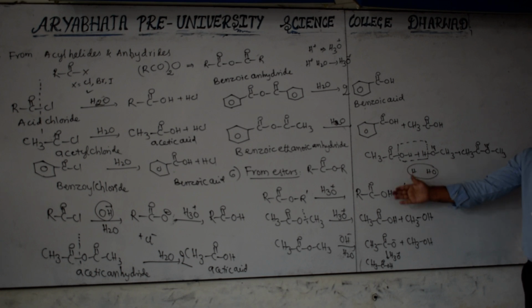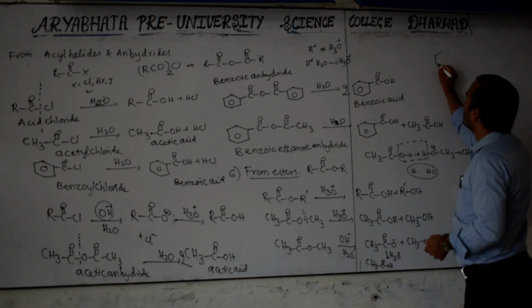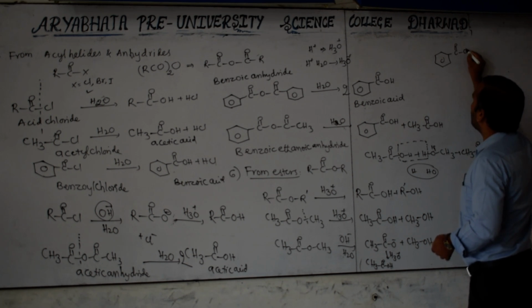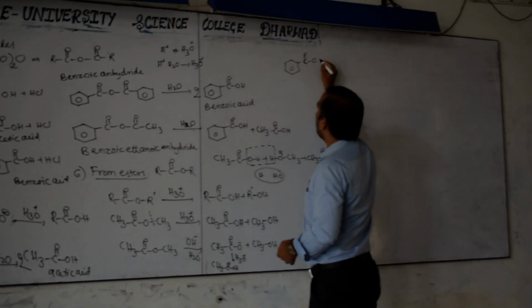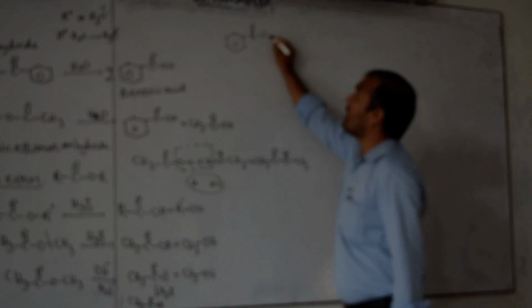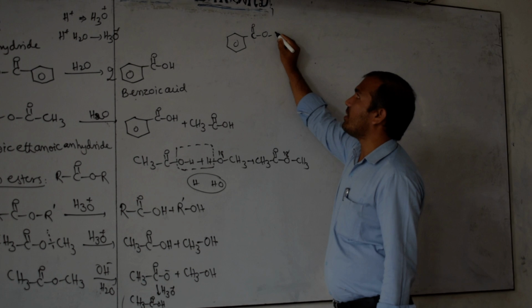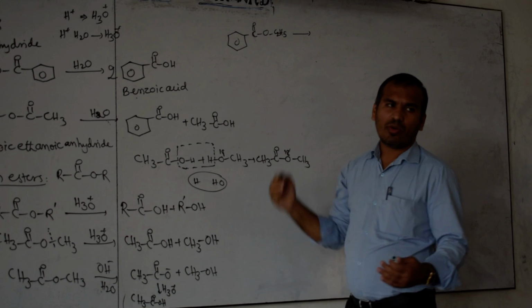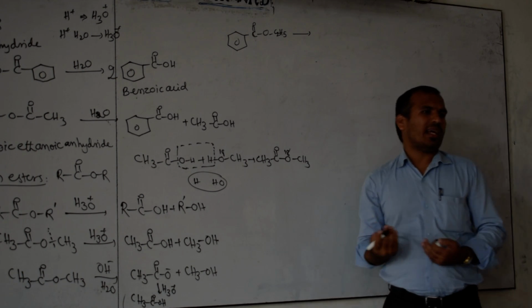Now I will explain with the aliphatic. Aromatic can also be taken here. Aromatic one, on this C double bond O. Here you can always take R dash to be methyl. Now we can take ethyl also. Ethyl is represented as C2H5. Now which one do you want, acidic hydrolysis or basic hydrolysis?